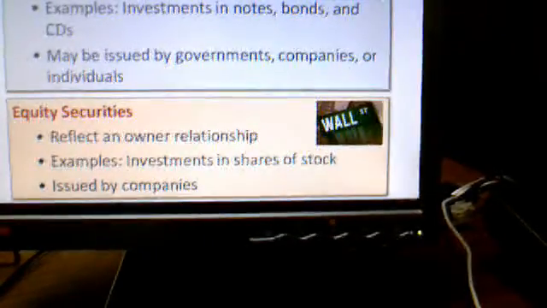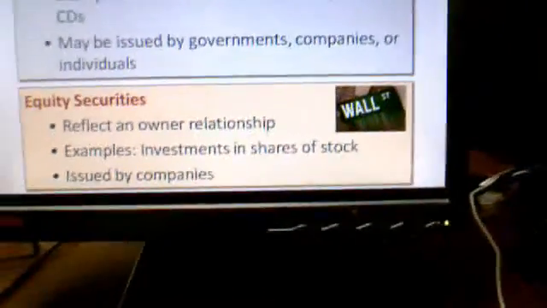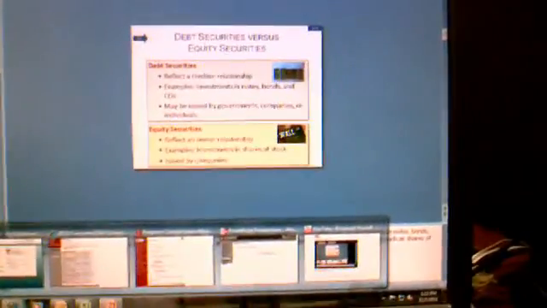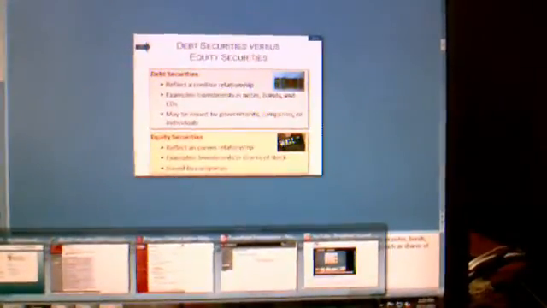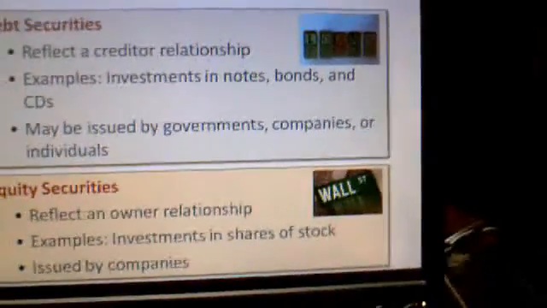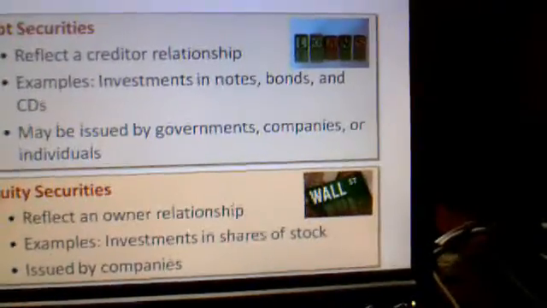When you get into debt securities versus equity securities, the big thing to remember there is debt securities, and this is slide number 5, I think, has more to do with a debtor-creditor relationship, and so just want to keep that in mind. Equity securities is more an investment type vehicle for the company. It reflects ownership into another company.